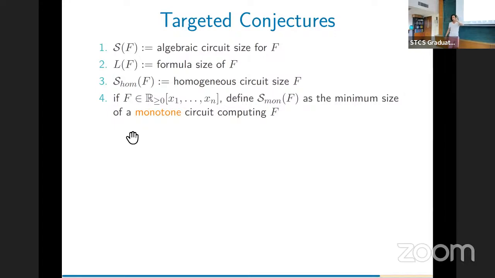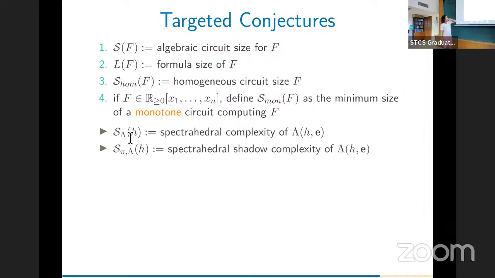If I have non-negative coefficients, and I forgot to say this earlier, if you're real stable, you can assume this without loss of generality. Let's just work with real stable, because pretty much all the hyperbolic polynomials are kind of twins. It's just a normalization, so that we can assume that all the hyperbolic polynomials satisfy this. And let's define S_1 as the minimum size of a monotone circuit. And here are some conjectures.